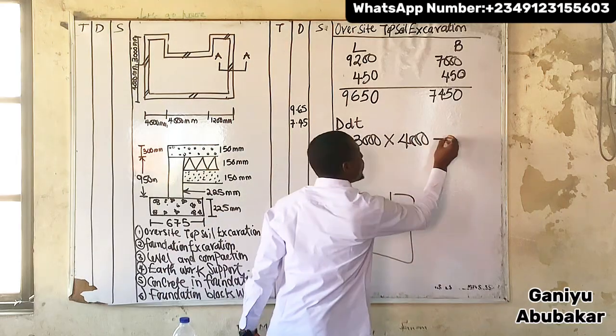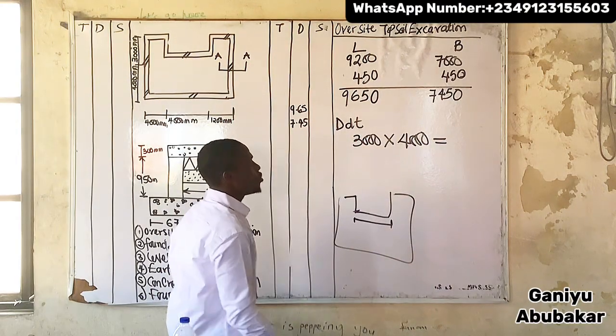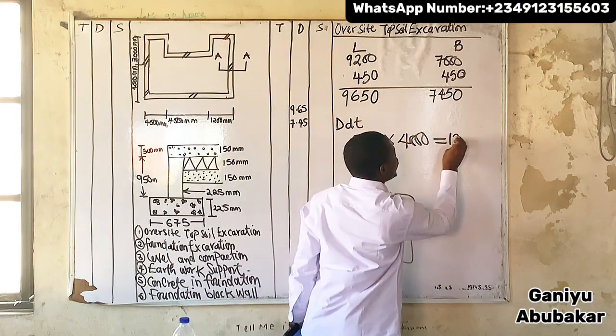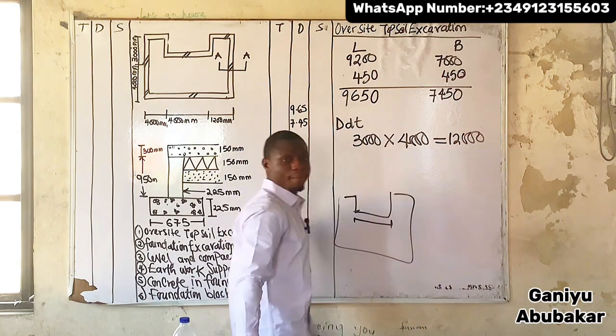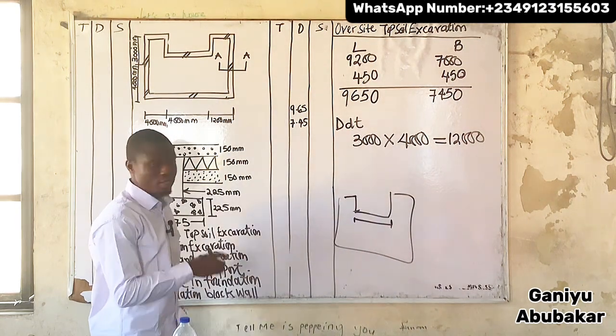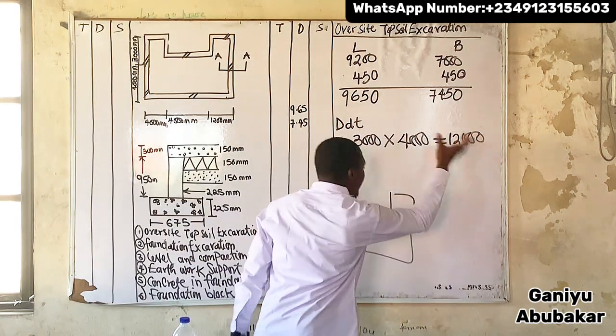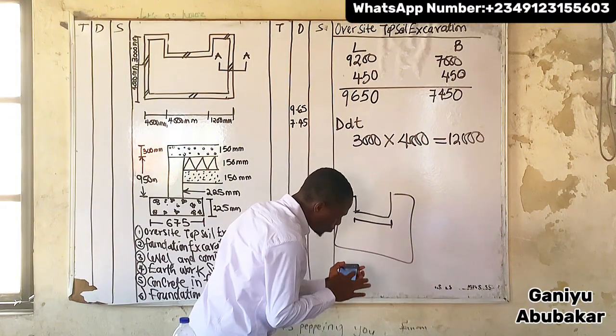Now what do I have here? What do I have? 12,000, are we? 12 what there? Am I correct? So that's the value that is removed from it.